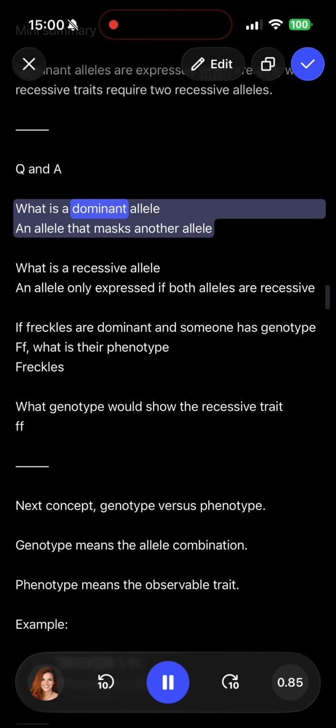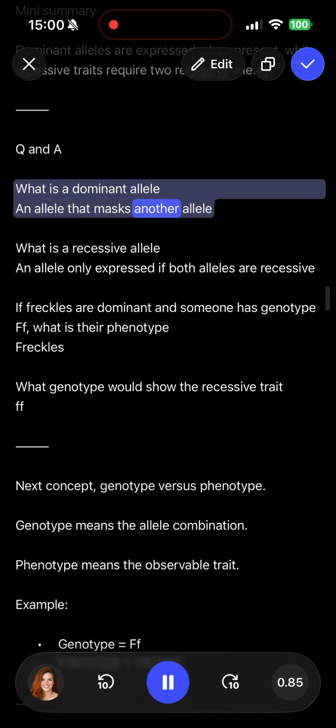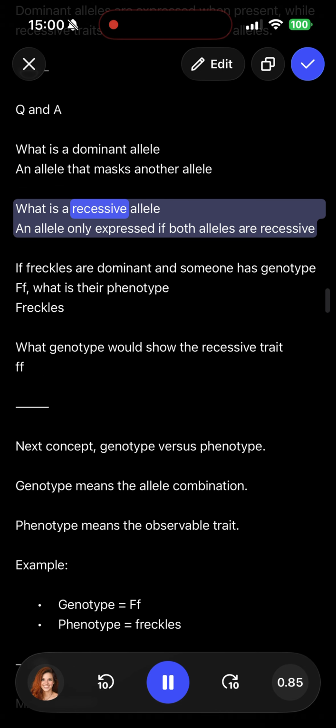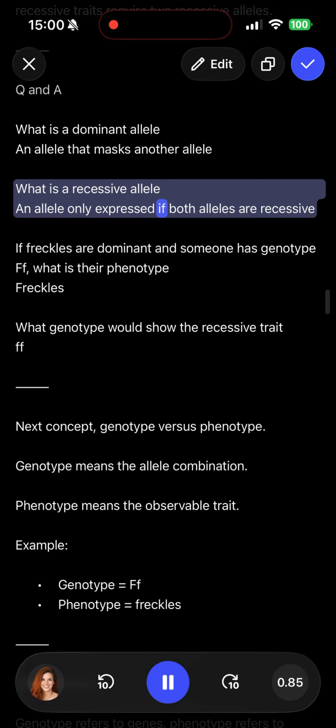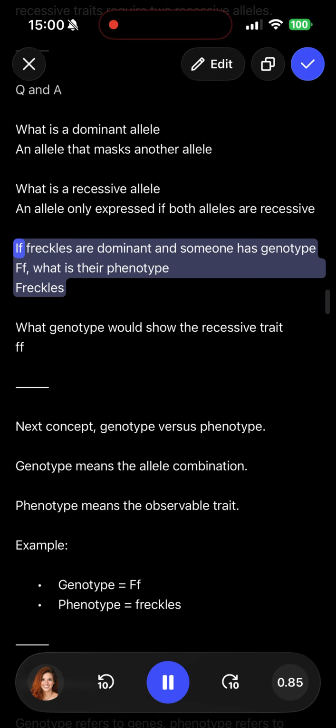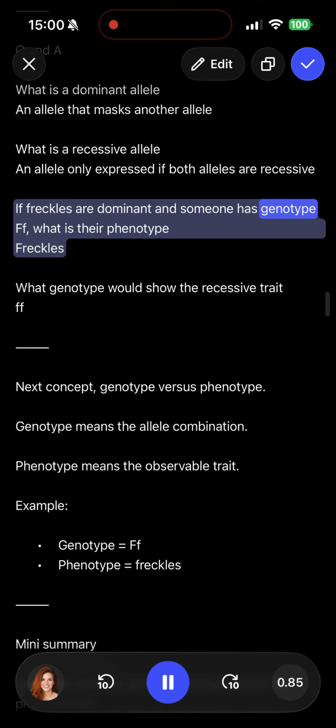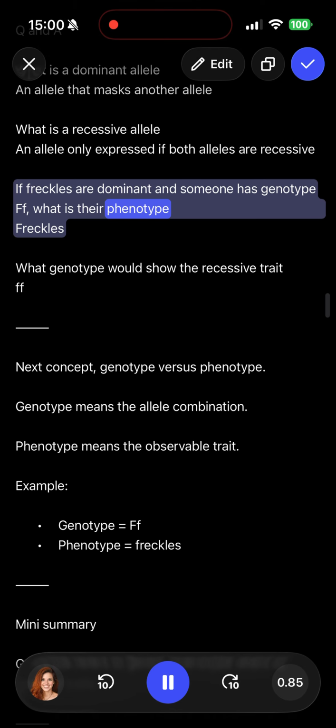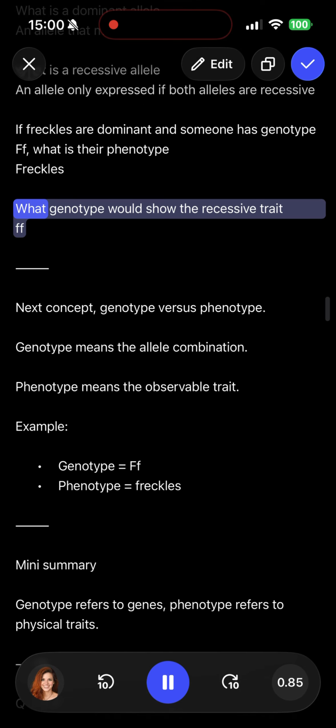Q&A. What is a dominant allele? An allele that masks another allele. What is a recessive allele? An allele only expressed if both alleles are recessive. If freckles are dominant and someone has genotype Ff, what is their phenotype? Freckles. What genotype would show the recessive trait? ff.